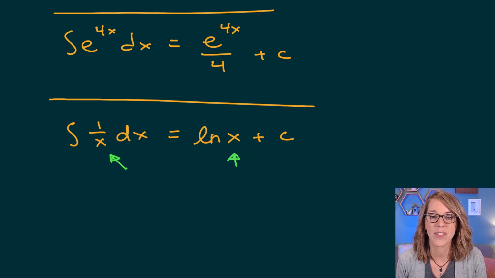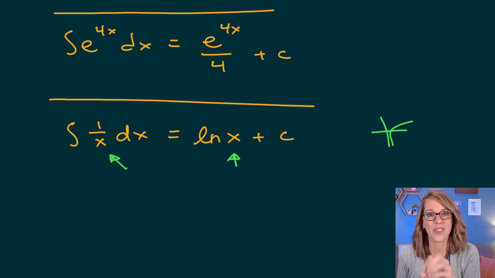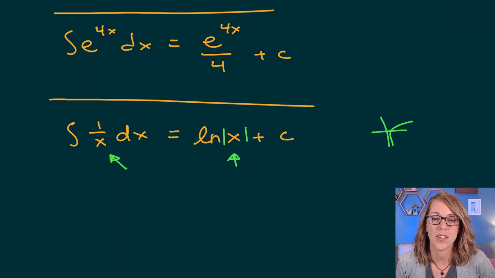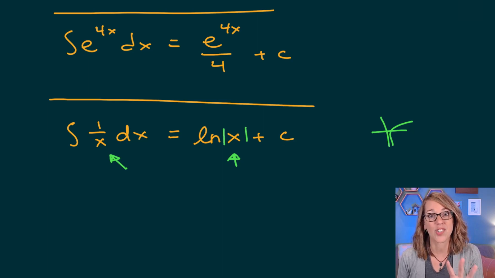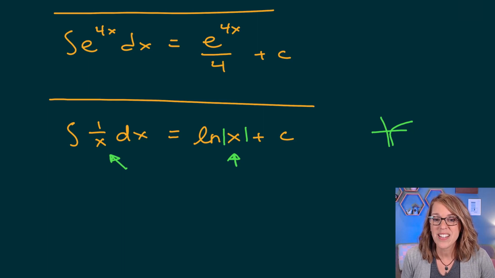However, the domain of the natural logarithm, if you don't remember what it looks like, I'll draw you a tiny little graph. It looks like this. The domain is anything greater than 0. So I'm going to put absolute value bars around my x to make sure that my domain is correct. Let's do another one.